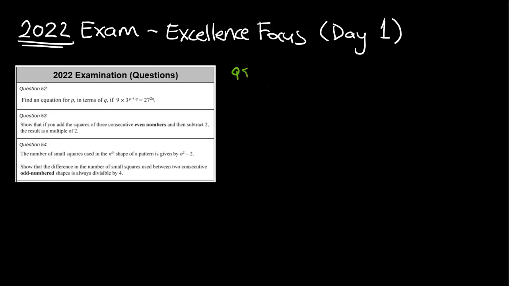We are now on to question number 54. This question says a number of small squares used in the nth shape of a pattern is given by n squared minus 2. Show the difference between 2 consecutive odd numbers.